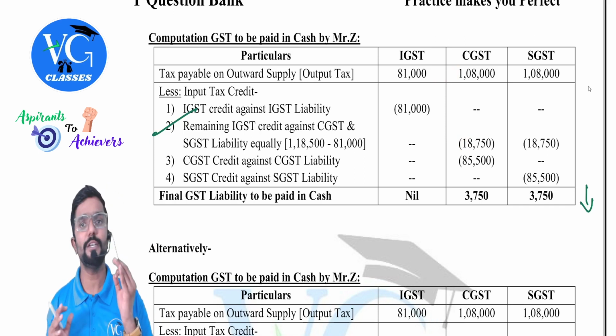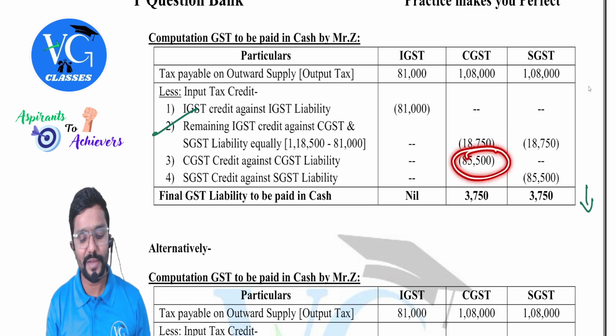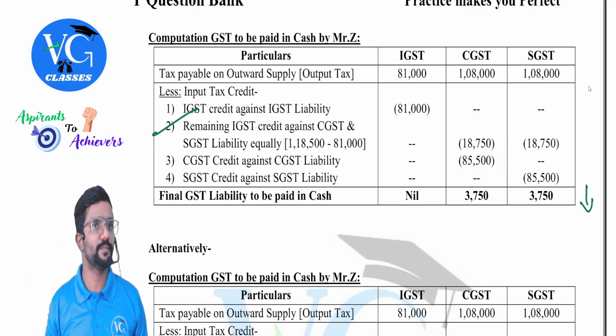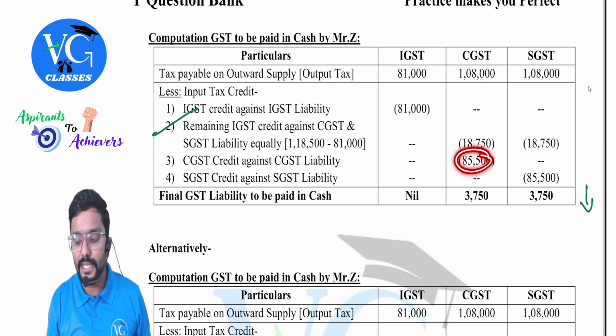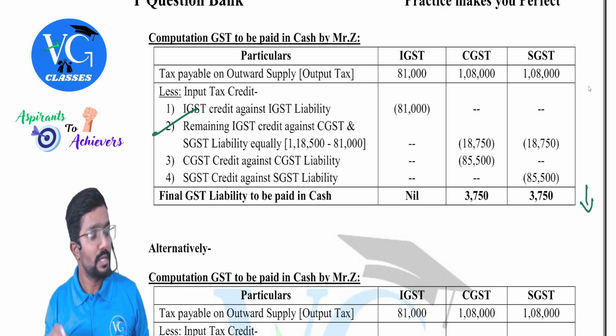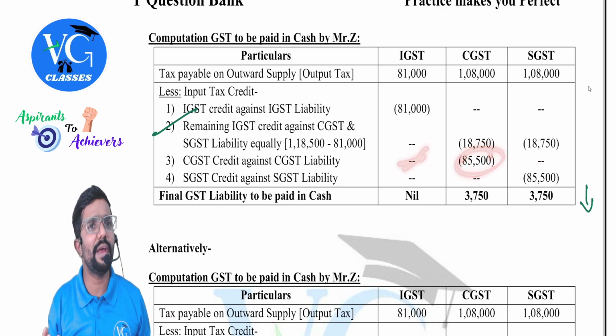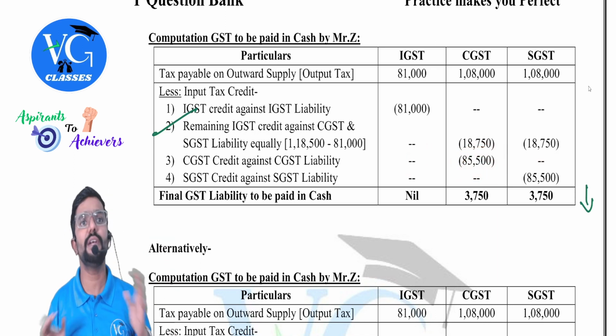89,250. That means, can I adjust my credit fully? Yes, no problem. Okay, full credit I am using. Next step. Sir, can I adjust this against this? No. Sir, can I adjust this against this? Not required. Why? IGST is already 0.